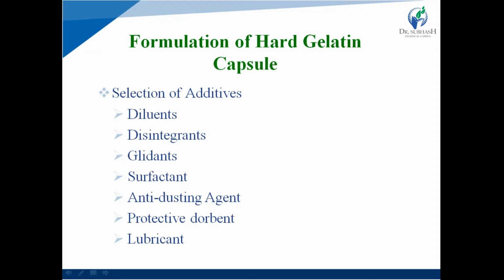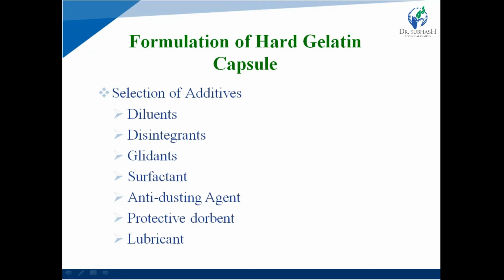Protective sorbent or adsorbent. These agents are added to retard the moisture absorption by hygroscopic agents and also for physical separation of incompatible or eutectic agents. Examples of protective sorbent or adsorbent are magnesium oxide, magnesium carbonate, calcium oxide and calcium carbonate.